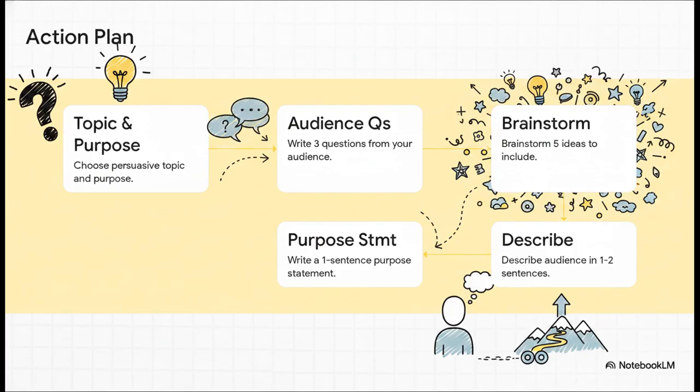Step 1, choose a topic for a persuasive paragraph and jot down your purpose. Step 2, write 3 questions your audience might have about your topic. Step 3, brainstorm 5 key ideas you want to include. Step 4, describe your audience in 1 or 2 sentences. And Step 5, write a clear 1-sentence statement of purpose for your draft. If you follow these 5 steps, I promise you, writing the actual paragraph will feel like coasting downhill.